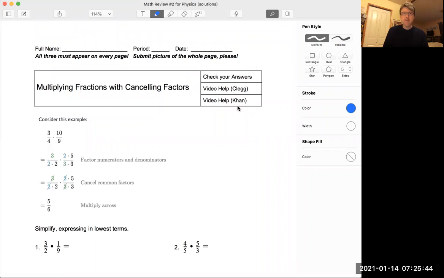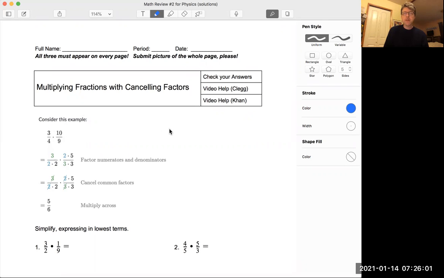Let's start with this math review here. Multiplying fractions with canceling factors. So these will be fractions that when we multiply them, we could reduce them. So let's demonstrate how we do this.